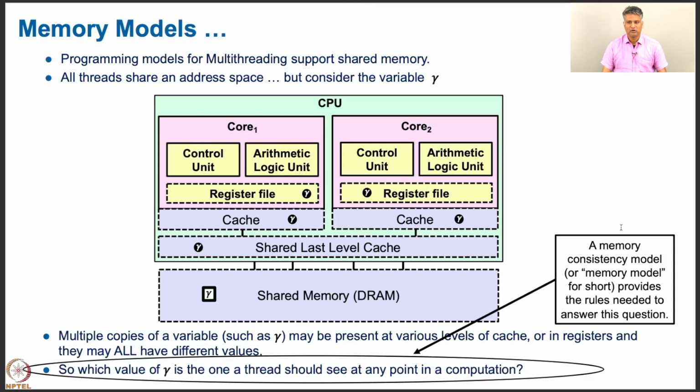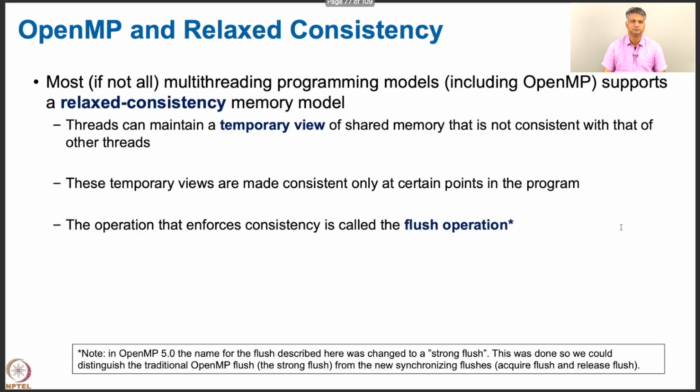So in order to have a consistent memory model, you need to provide the rules for which you can answer this question, which value of gamma needs to be used or supplied. Now, most multi-threading programming models, including OpenMP, have some sort of a relaxed consistency. That is, the threads have a temporary view of the shared memory and that is not consistent with some other threads. The temporary views are made consistent only at certain points of the program where synchronization takes place.